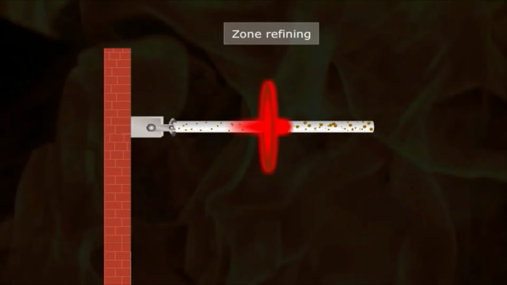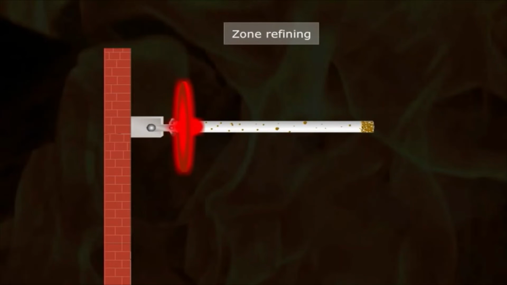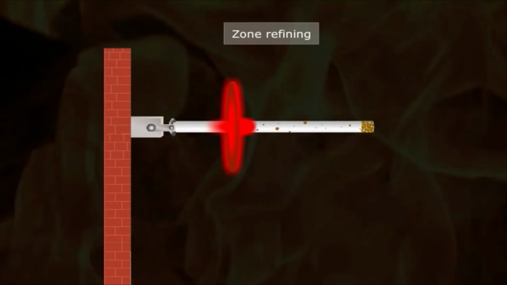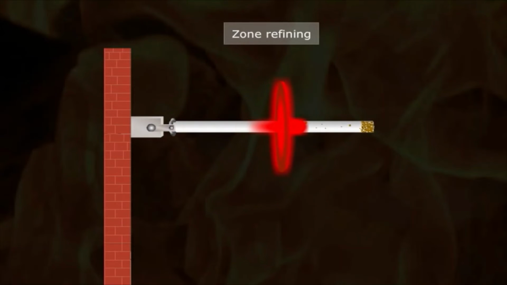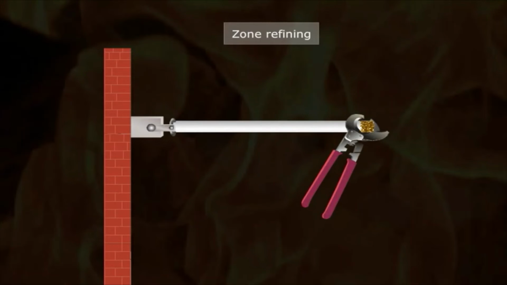What do you notice? You will notice that due to this motion of the heater, the molten portion of the rod keeps moving. And what happens to the impurities? What did I tell you? The impurities are more soluble in molten metal. So they also move along with the molten part of the rod. And eventually, these impurities get concentrated at the end of the rod. Now all you need to do is cut this portion of the rod, and what you have now is a pure metal rod.